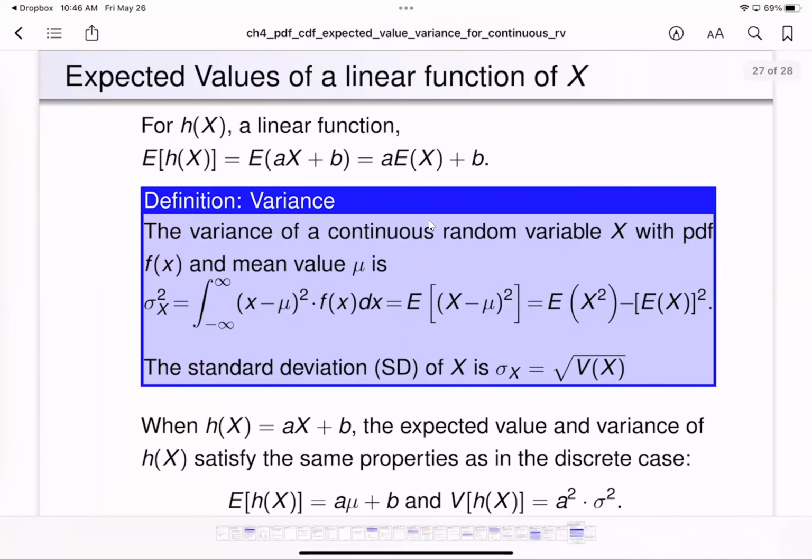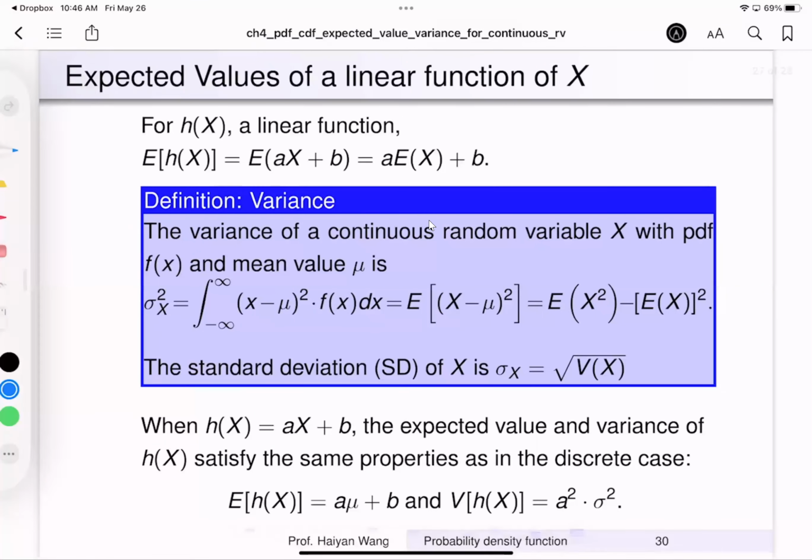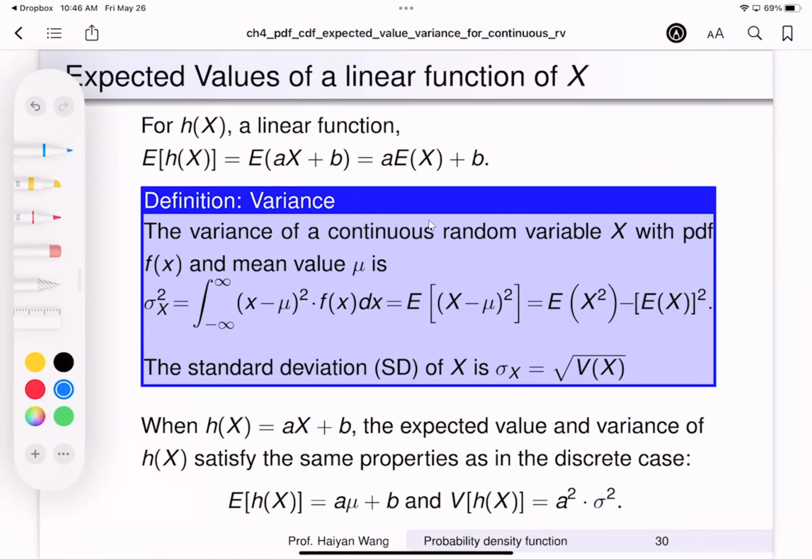For a linear function, the expected value has a special property. Say if you have ax plus b, when we integrate, because a is a constant and b is also a constant, a and b can come outside of the integral. Therefore, the expected value becomes a times the expected value of x plus b. So if h is a linear function, then the expected value of the linear function becomes a linear function of the expected value. That's something that's very good to have.